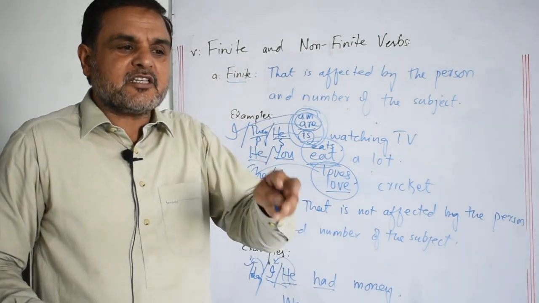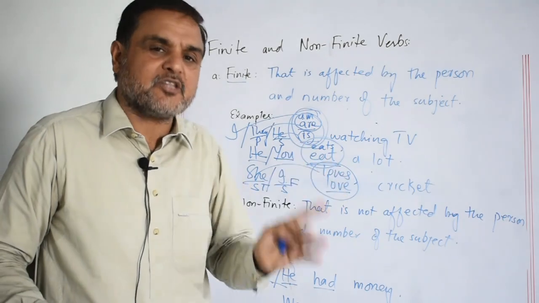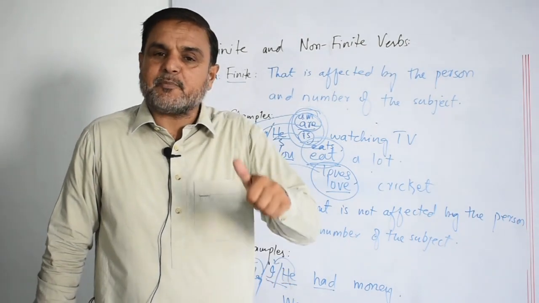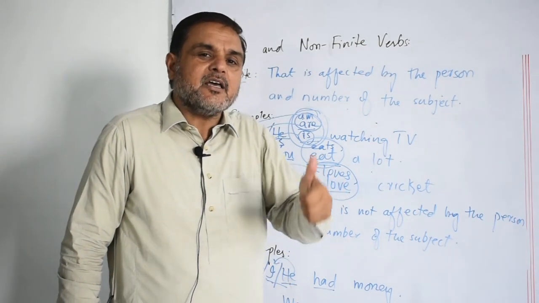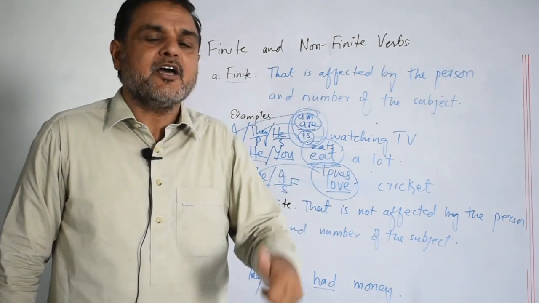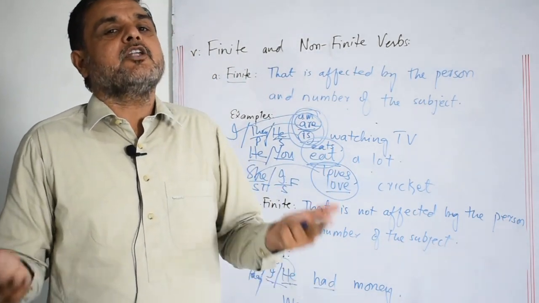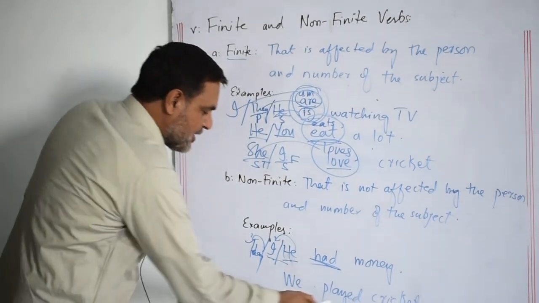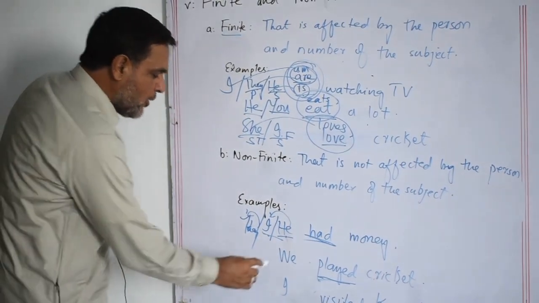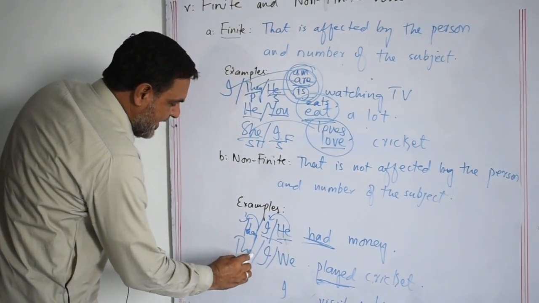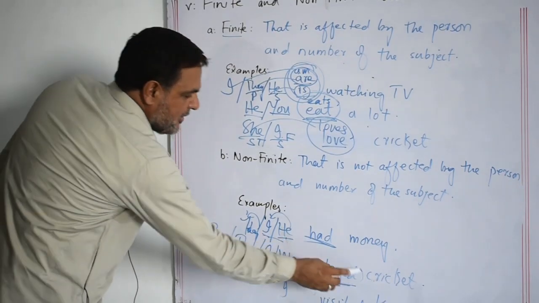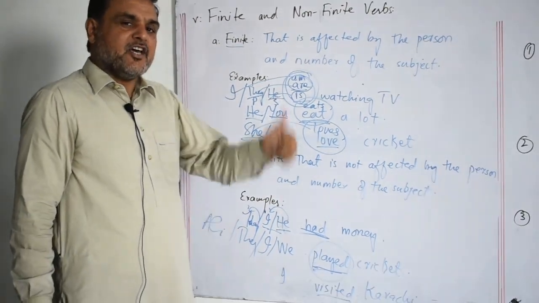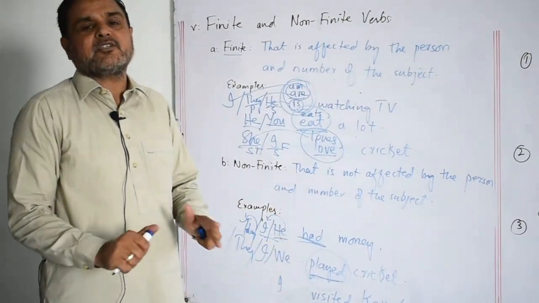So no matter the subject is first person, second person, or third person, had remains the same, it is not affected. No matter the subject is singular or plural, had remains the same, it is not affected by the number of the subject, so it is called a non-finite verb. So the second form of the verb is non-finite. Remember that. Played. We played, no matter. I played, no matter. They played, no matter. Ali and Asad played, no problem at all. Played is never changed. I played cricket, correct. He played cricket, correct. We played cricket, correct. No problem whatsoever with them.